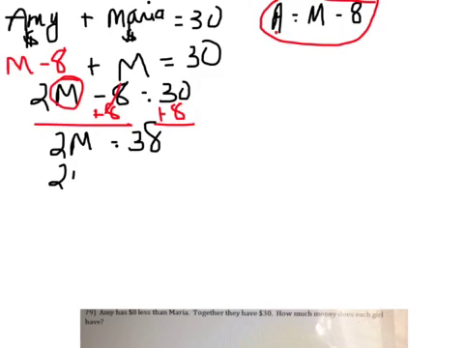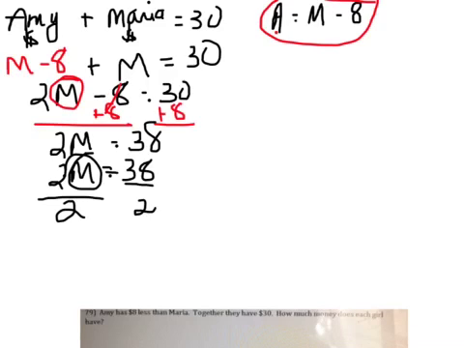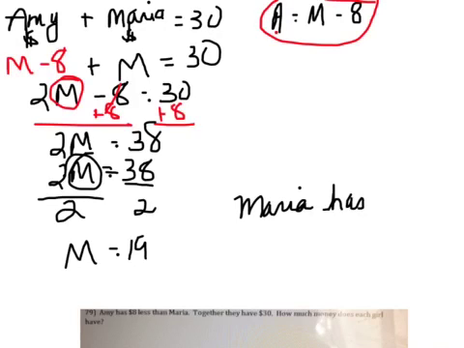So since 2M is 38, if I want to get M by itself now, to get rid of the 2, M is multiplied by 2, so I will divide by 2. And we find out that Maria has $19. So if Maria has $19, you should always write your answers to word problems in complete sentences. Maria has $19.